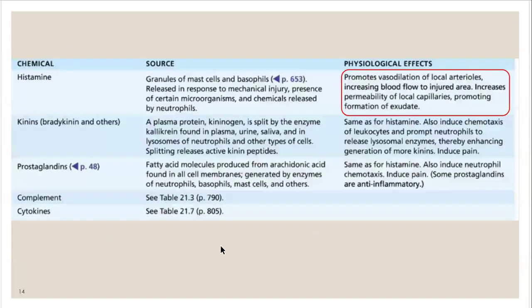So this is also from your book. You want to look, this is your different chemicals that we talked about. These are the sources of where those chemicals come from. And then this is the physiological effects, is what they do.